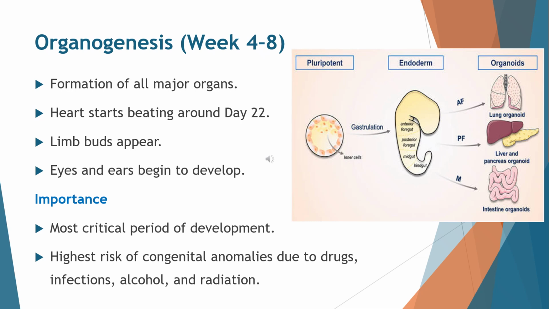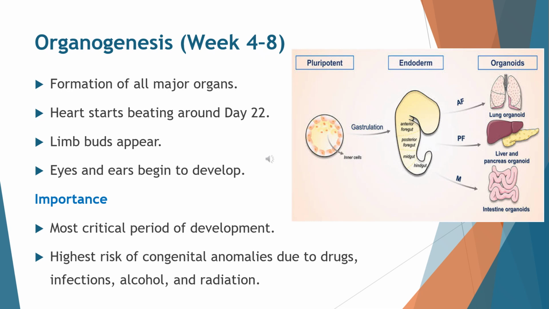That is why pregnant women are always advised to avoid self-medication, alcohol, smoking, unnecessary X-rays, and exposure to harmful chemicals, especially during the first trimester. So, remember these important points. Organogenesis occurs from week 4 to week 8. During this period, all the major organs begin to develop. The heart starts beating around day 22. Limb buds appear, and the eyes and ears begin to develop.